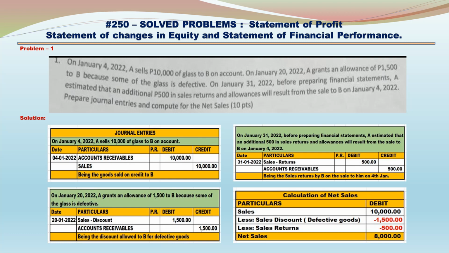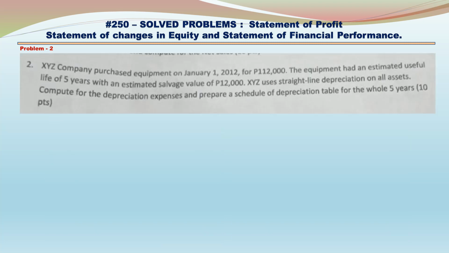Calculation of net sales. Sales 10,000 less sales discount for defective goods 1,500 less sales returns 500. Net sales 8,000. Problem 2. XYZ company purchased equipment on January 1, 2012 for 112,000.